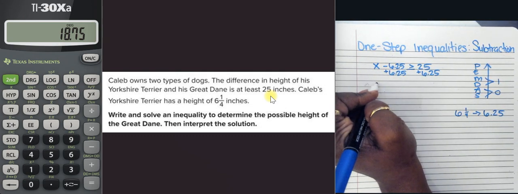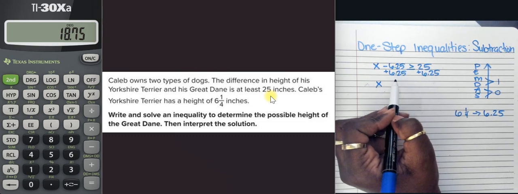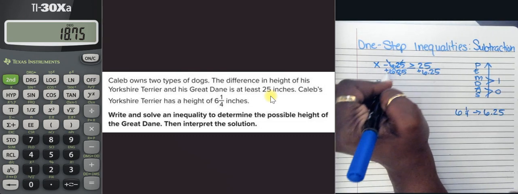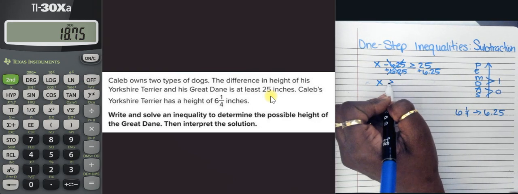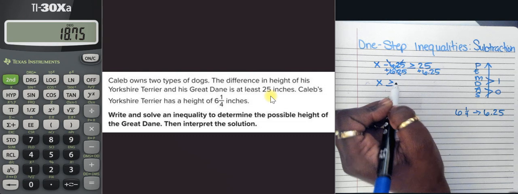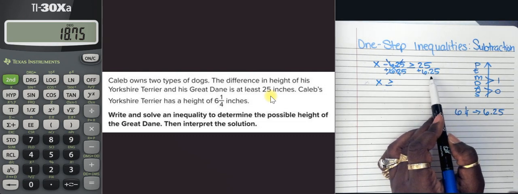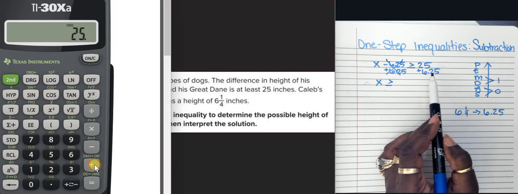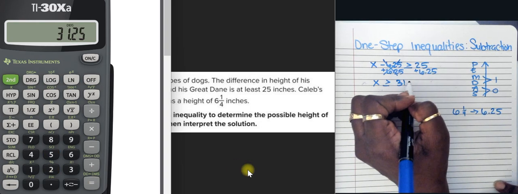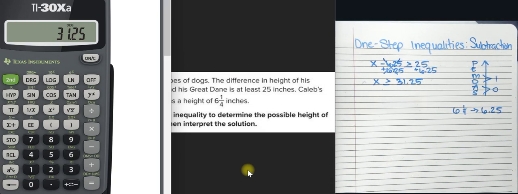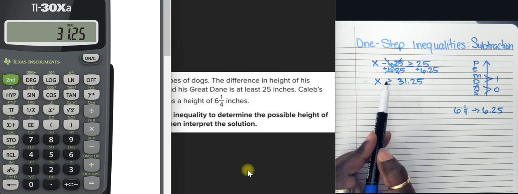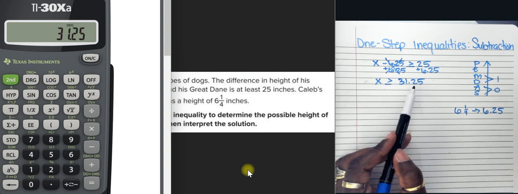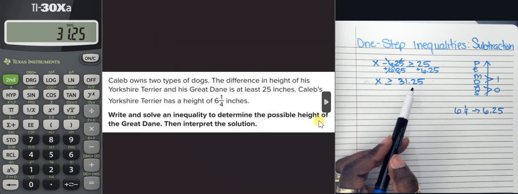So now what we have is going to be x. Negative 6.25 plus 6.25 becomes 0, so they cancel out. And then I'm going to use my inequality sign, so just bring that down. So x is still greater than or equal to 25 plus 6.25. Well, if I add those two together, 25 plus 6.25, then it has to be 31.25. Okay? So what this is saying is that the Great Dane has to be at least, that means greater than or equal to, 31.25 inches in order for them to have a difference of at least 25 inches.